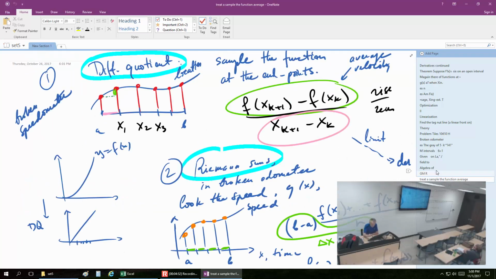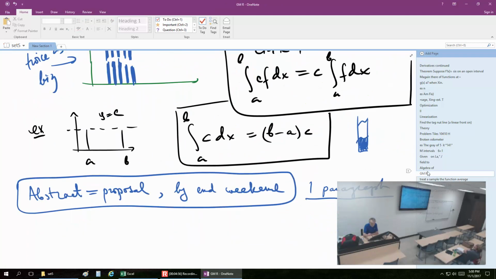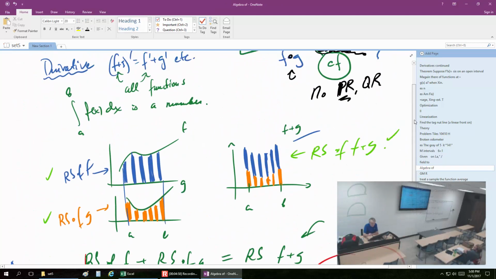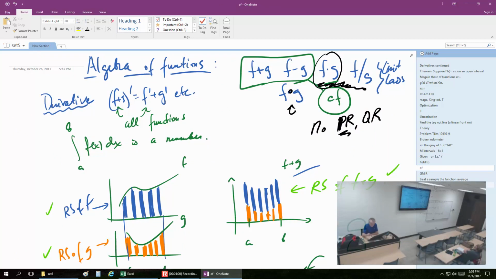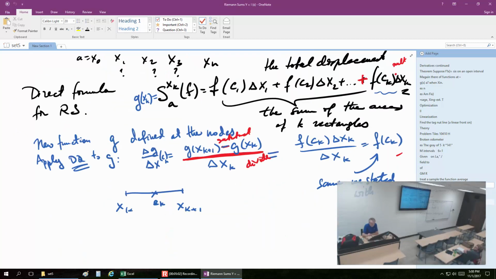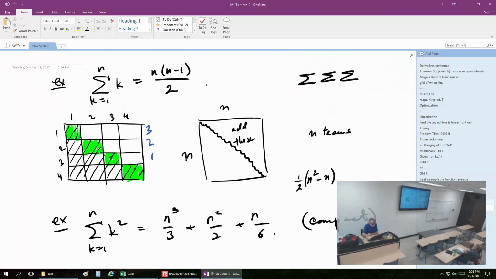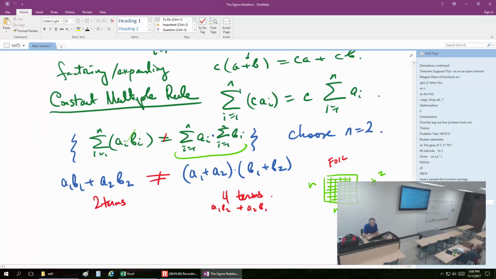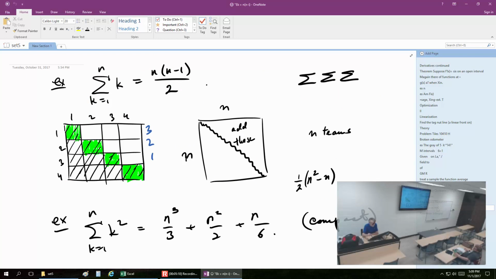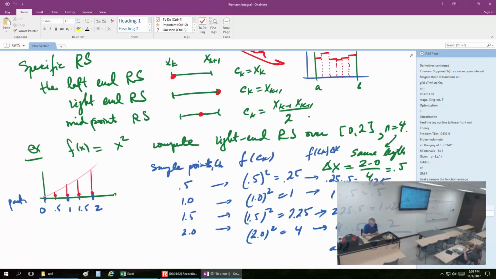And the next one is, hold on, we didn't discuss this one. Did we discuss the additivity? I don't think we discussed the additivity. So this is again the constant multiple rule and the sum rule.